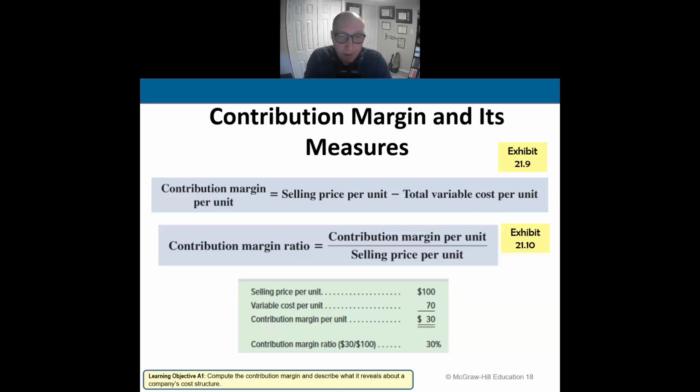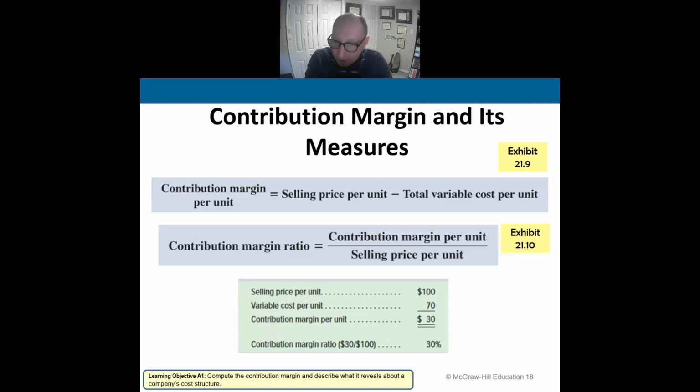The other part of this is I want you to understand the percentage. Percentage is important because it shows us the percentage of per unit profit, basically. So we take the contribution margin per unit that we got from the first step, $30, 100 minus 70 is 30, divided by the sales price per unit. Sales price is 100. So 30 divided by 100 is 0.3.